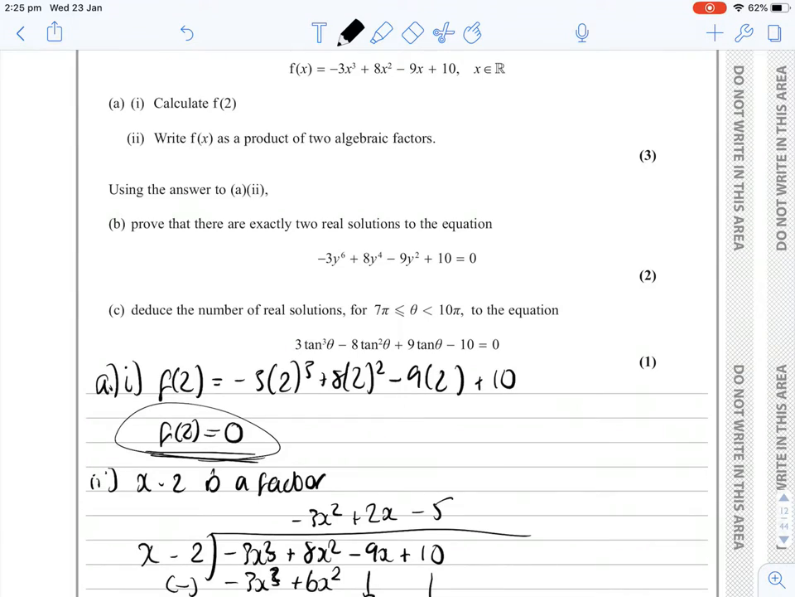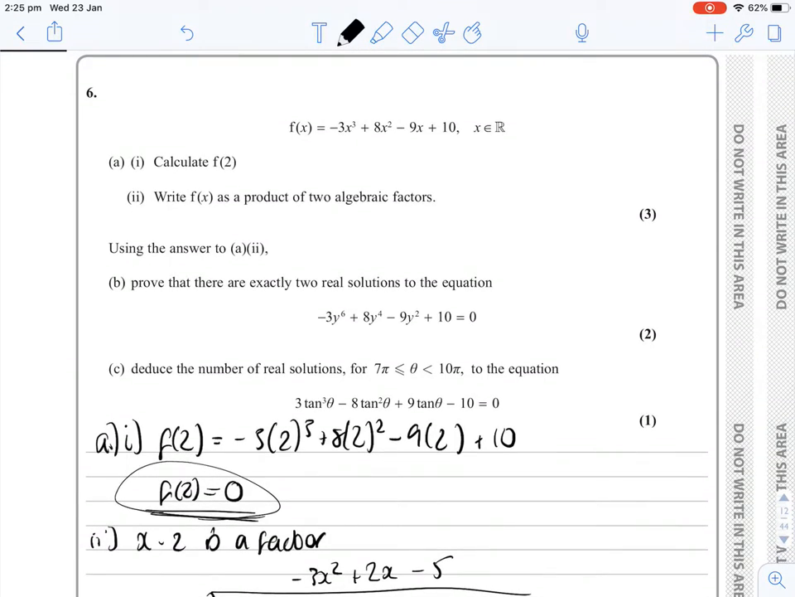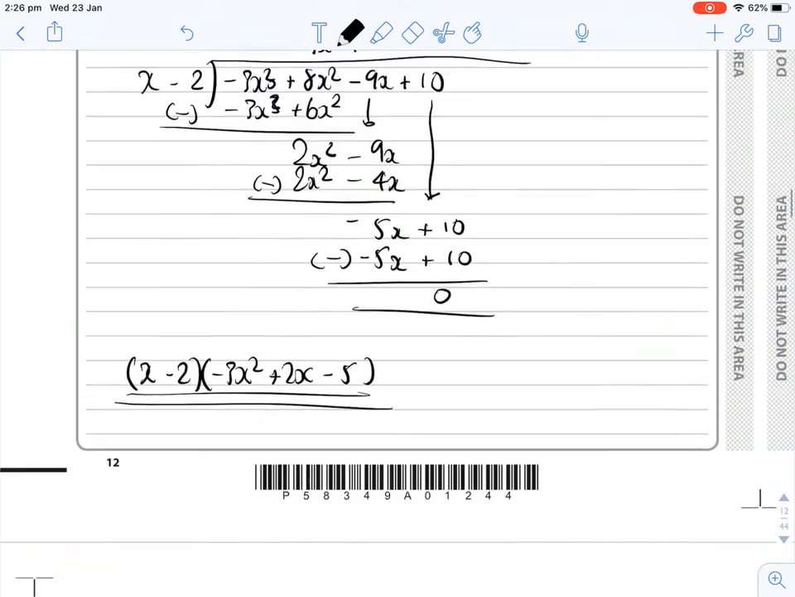Part B, using your answer to A part 2, prove there are exactly two real solutions to the equation minus 3y to the 6, add 8y to the 4, minus 9y squared, add 10 equals 0. Now if we look at what we've got here and what we've got here, we can see that these are all the same, but our x has been replaced with a y squared. Okay, the easiest way to see is to go from here to here. So x has been replaced by y squared.